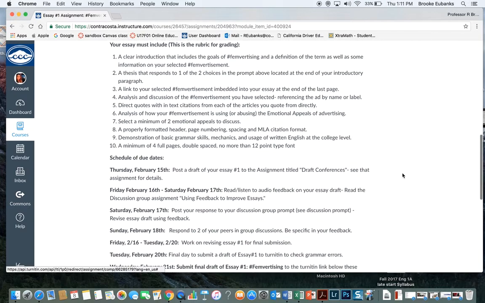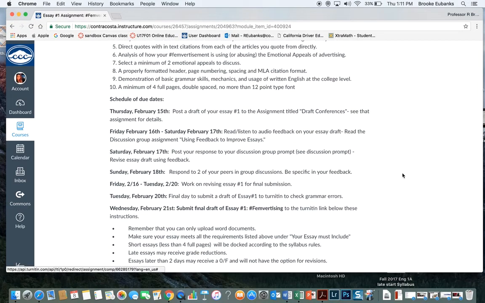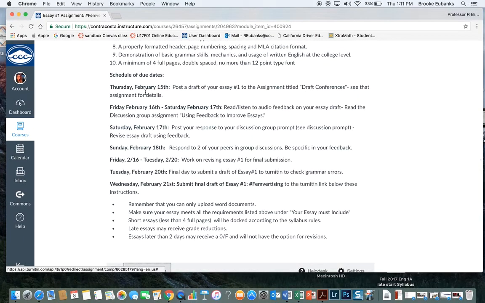All right? The schedule of dates is an itemization of when things are due. So you do have a draft coming up. A draft is not a full essay, but it is a professor-ready couple of pages showing that you have begun the drafting process. You do need to figure out how you're going to use the feedback I give you to improve your essay. You have a discussion group assignment where you will be sharing those plans for revisions with your group and then responding to your peers' revision plans.